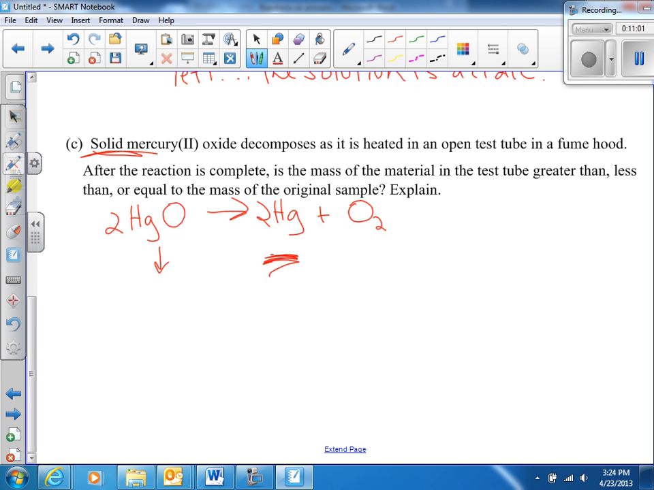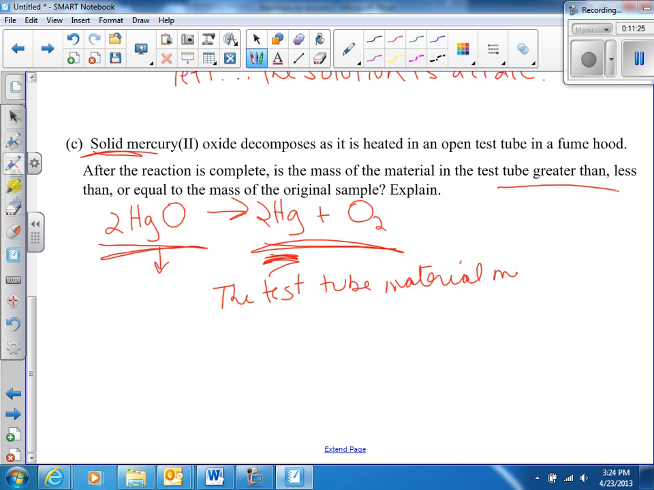After the reaction is complete, is the mass of the material in the test tube greater than, less than, or equal to? Well, this all started out in the test tube, and this is what we end up with in the test tube. Oxygen's a gas. What do gases do? They escape. So the test tube material mass decreases because the oxygen gas escapes.